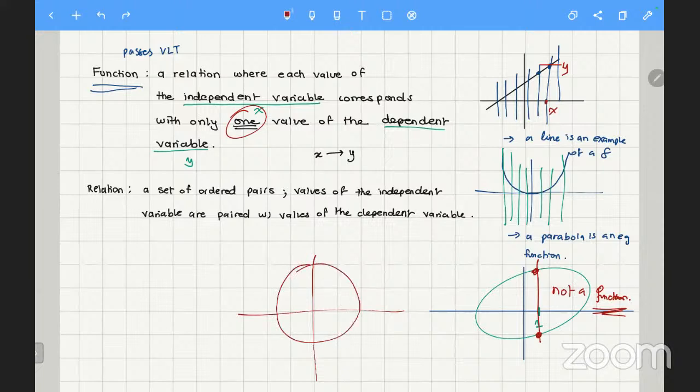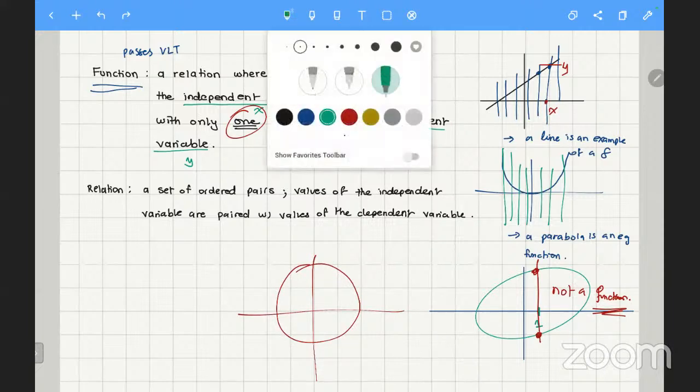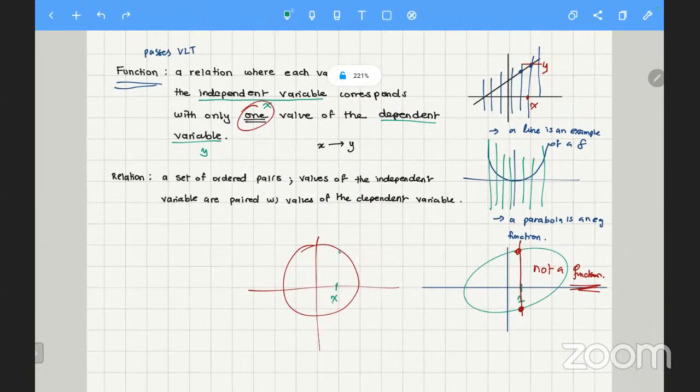Okay, how about this circle? Is it a function? No. Why? It has two y values. Yeah, for every x value, there are two y values. Okay, so do you understand what makes a function? Yes, teacher. Okay, now let me show you more functions.